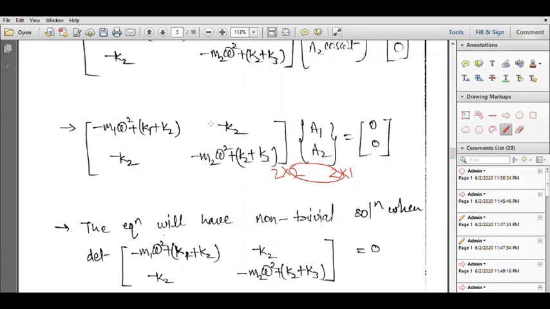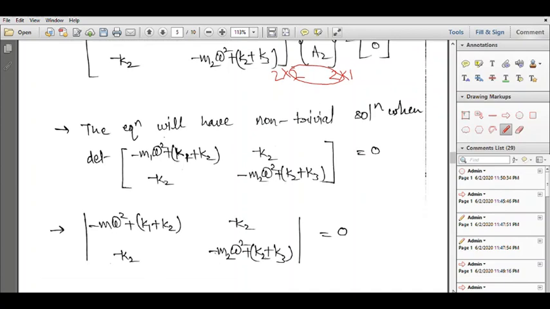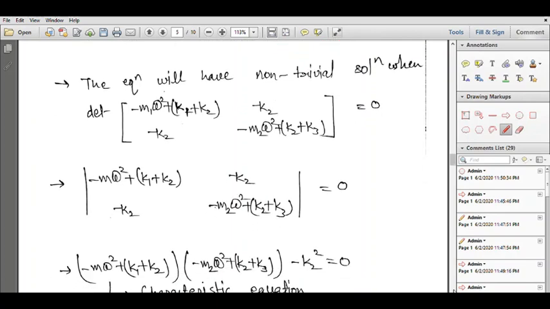Now talking about this matrix, it's a 2 cross 2 matrix, so its determinant will exist and may be 0. So we'll get the first non-trivial solution in which this matrix will have a determinant equal to 0. So we'll write the same thing. The determinant of the matrix with entries minus m1 omega square plus k1 plus k2, minus k2, minus k2, minus m2 omega square plus k2 plus k3 is equal to 0. We'll write that matrix in determinant form. Now we'll solve this determinant.